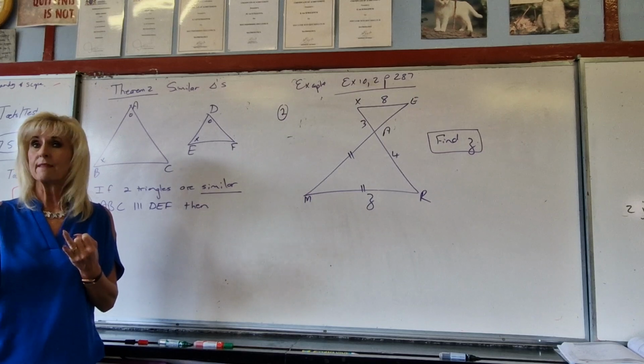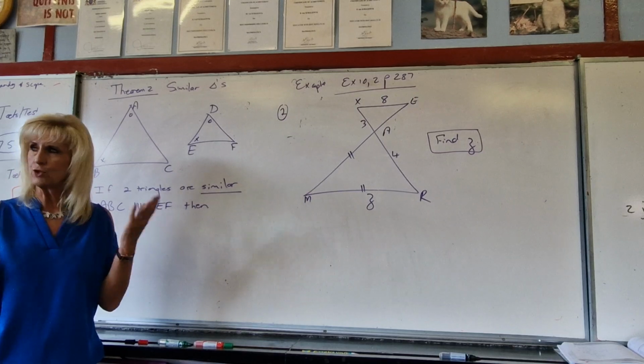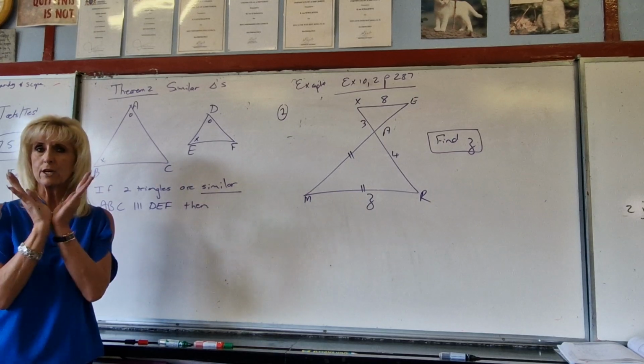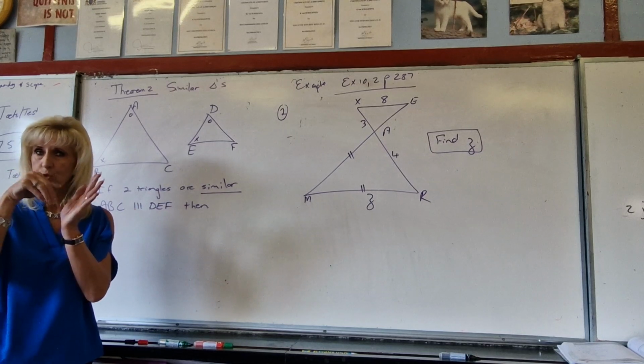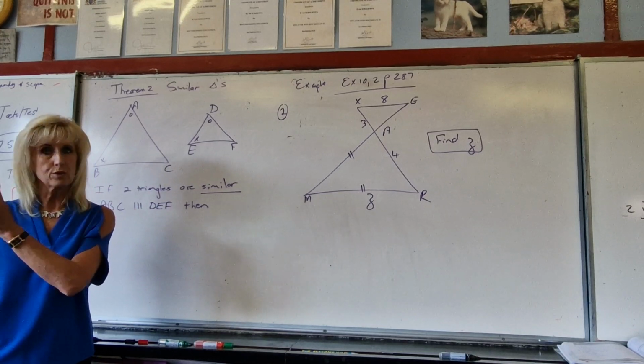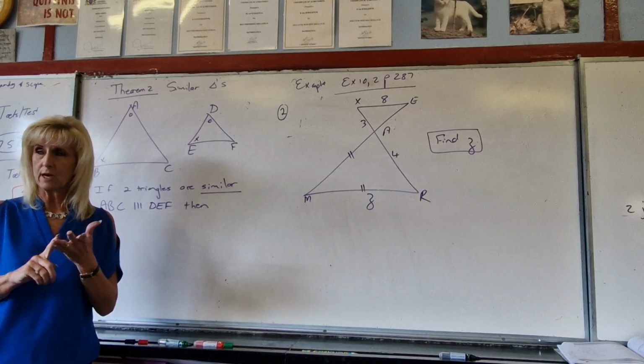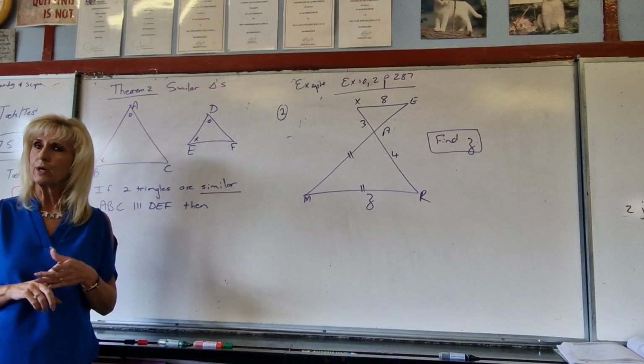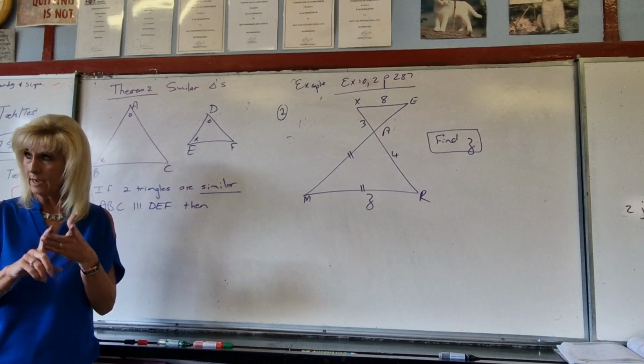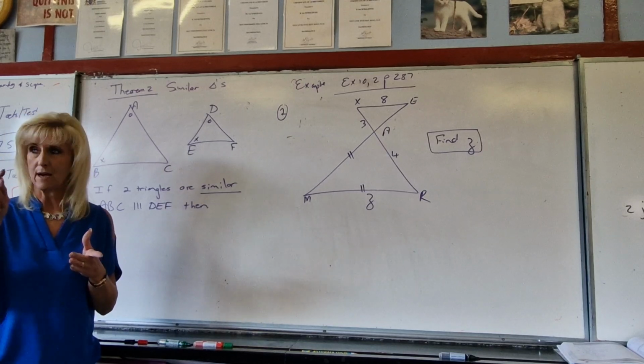It's two sides and the included angle, and it can't be any two sides at any angle. It's got to be two sides with the angle in between them, and in the other triangle, also those same two lengths and the same angle in between them. Two sides and an included angle. The third one is angle, side, angle.